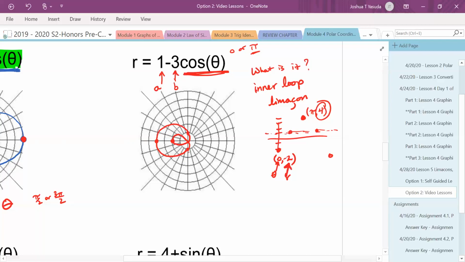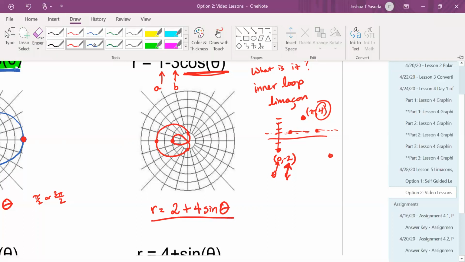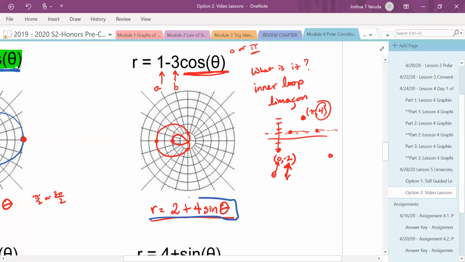Okay. So what if it was like r equals 2 plus, I don't know, 4 sine of theta? Let's do that one. 2 plus 4 sine of theta. I'll do that in blue. Okay. What if it was this? Okay, so first off, the a value is 2, and the b value is 4. I know it's going to be an inner loop.